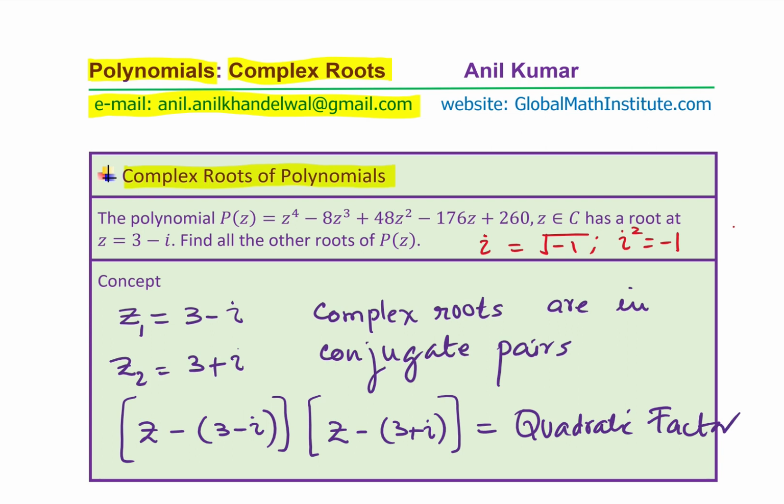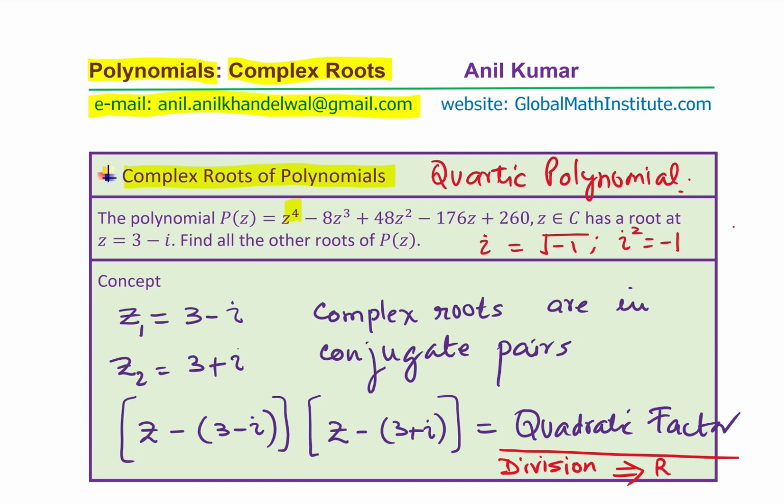We are working with a quartic equation. Do you see degree 4? So this is a quartic equation, we can say quartic polynomial. So if I divide this by a quadratic factor, in that case, the other factor will be a quadratic factor, and then we can use the quadratic formula, right? So we'll do division, and that will give us the other roots using quadratic formula. Is that clear to you? So the concept is absolutely clear.